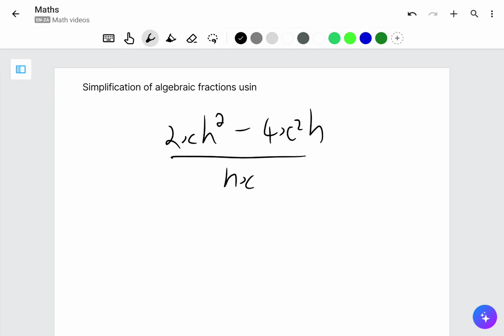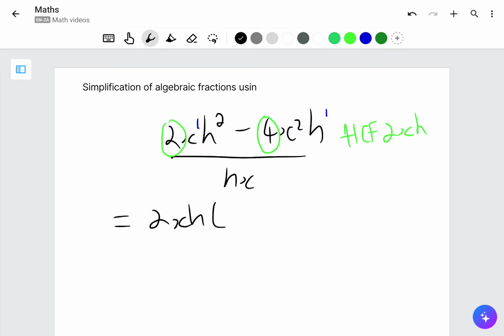Again, looking at the numerator, I can see that my HCF when it comes to the coefficients would be 2. And when we look at our x's, x to the 1 is the smaller one. And when it comes to the h's, h to the 1 is the smaller one. So it would be 2x^1 h^1, so 2xh. So we have an HCF of 2xh.